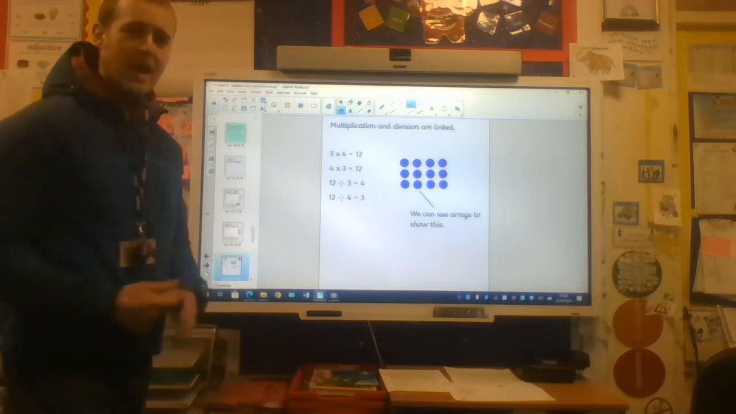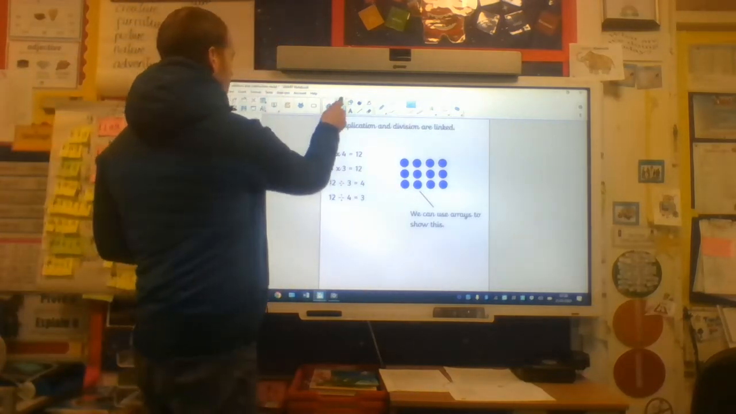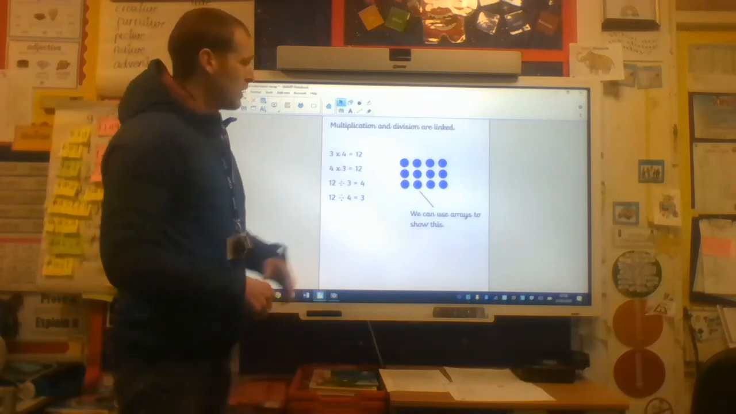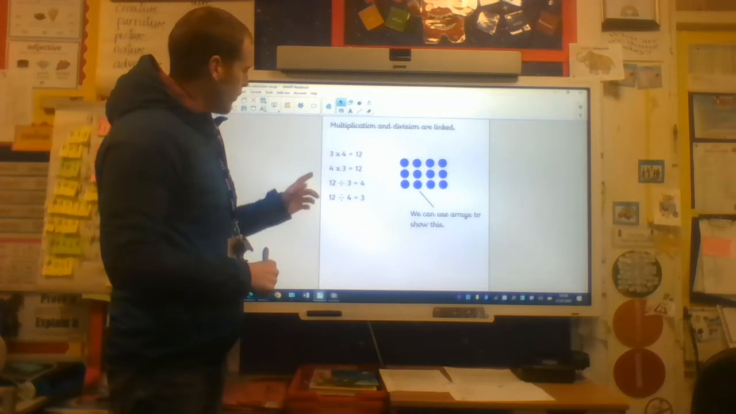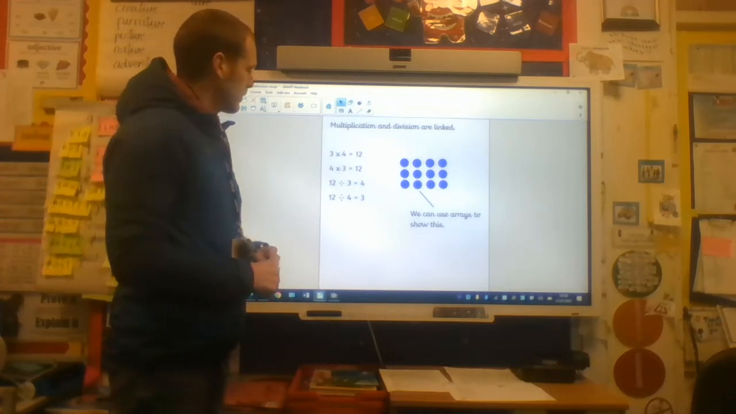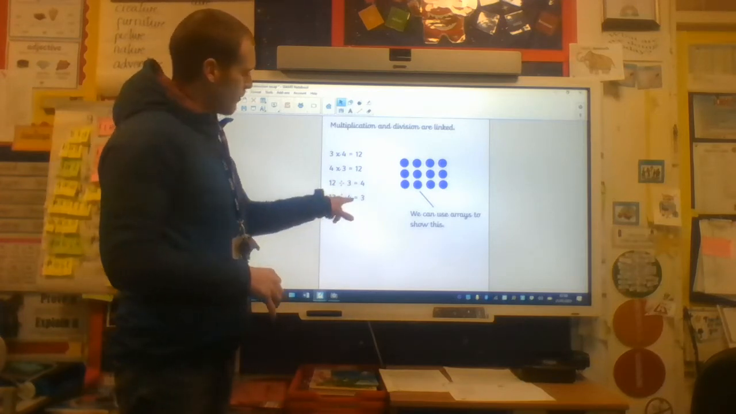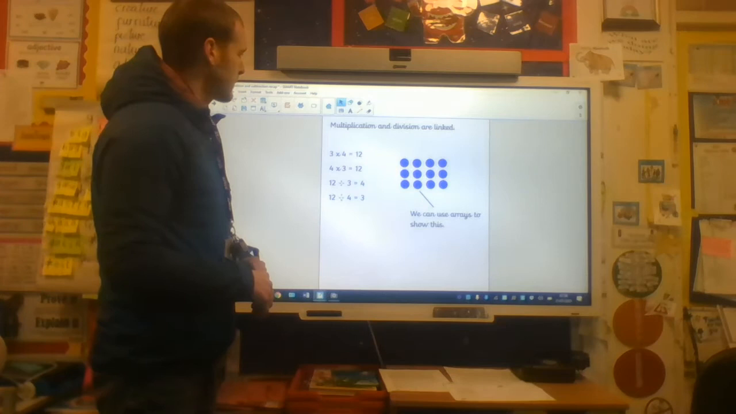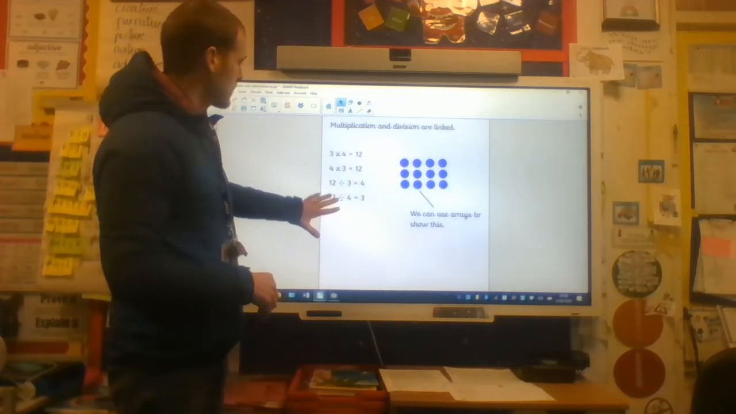Okay, multiplication and division are linked. We've done loads on this in class. So here's my question. 3 times 4 equals 12. And therefore 4 times 3 also equals 12. 12 divided by 3 equals 4, and 12 divided by 4 equals 3. This array shows all of these 4 number sentences.